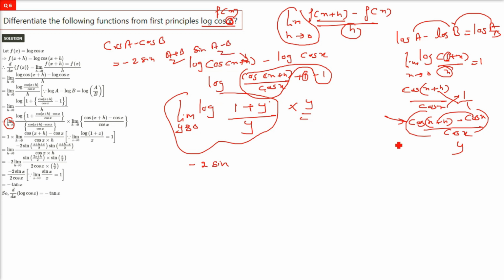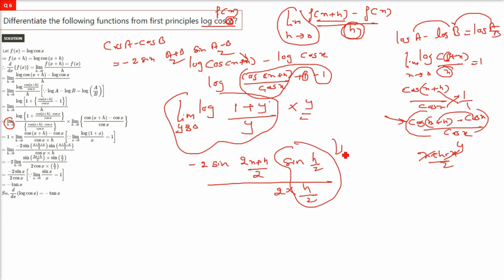So this you can use. a is x plus h and b is x here. Minus 2 sine (2x plus h) by 2, and then we have sine (x plus h minus x) by 2. x gets cancelled, you have h by 2. Remember, h was already there in the denominator, so I'll use it here. Let us write this h in the denominator. But still, you know that sine theta by theta, so you need a theta in the denominator. So h by 2 has to be there. So 2 multiplied by h by 2. Now apply the limit in this circled area. It will be 1. Sine theta by theta, limit theta tends to 0 equals 1.